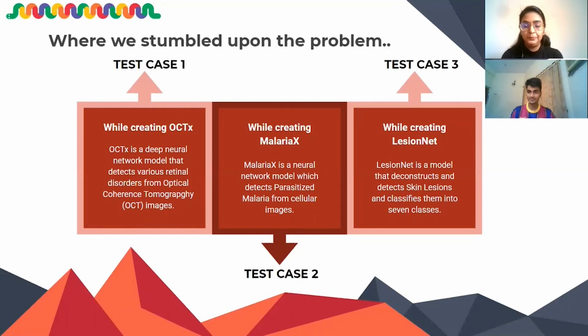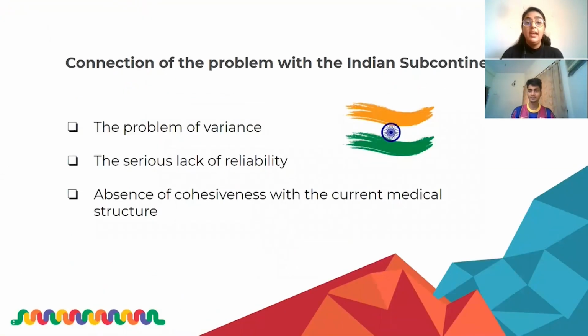Now, having said that, I would like to talk about the connection of the problem with the Indian subcontinent, or the medical situation in the Indian subcontinent, because that is what we are very familiar with, or that is what we can connect with. The first problem that I would want to talk about is the problem of variance, or the problem that occurs in different deep learning models or neural network models when they're presented with unseen examples or new examples.